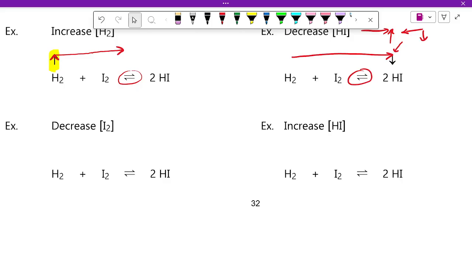You don't have to label the shift. It just depends what you are asked for. If you're just asked which way it shifts, then you just have to write right or left, or towards the reactants or towards the products. If you are asked what then happens to the concentrations, we will look at that in a little more detail. Okay.